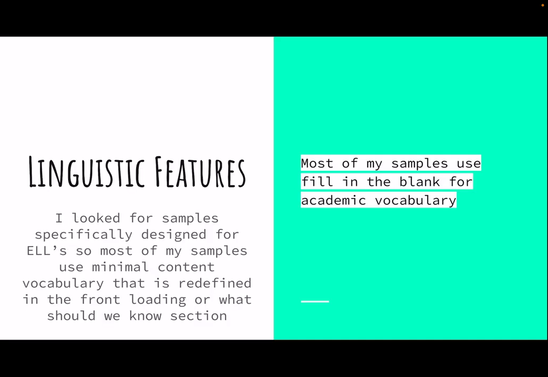Linguistic features. The samples I looked at mostly were for ELs. They don't overload you with academic vocabulary. They're very forward, straight to the point. If there are ones that need you to know the vocabulary, a lot of the ones I've seen are used in fill in the blank, or they have a word bank. And again, usually that's mostly in the front loading section of the report.